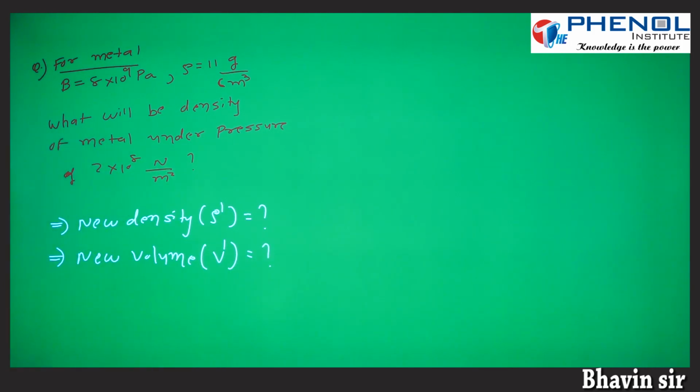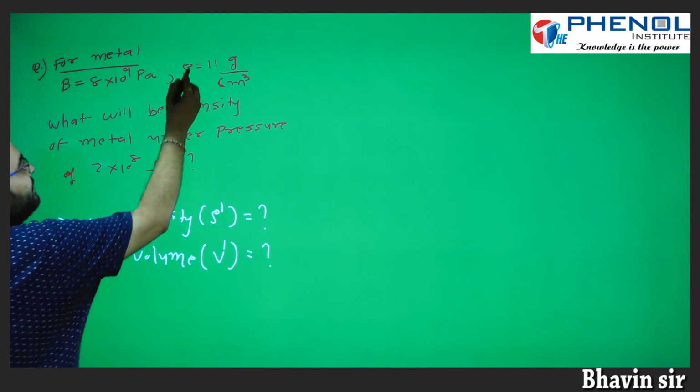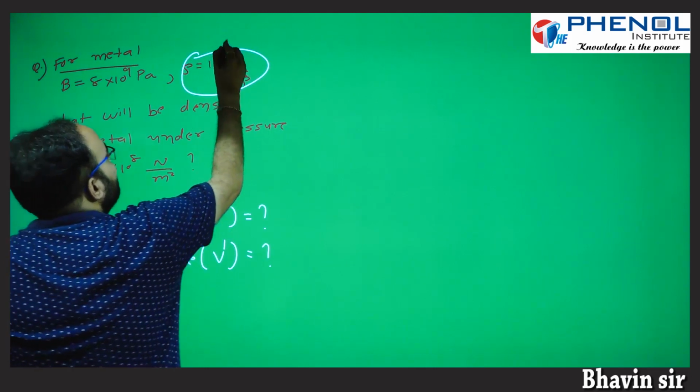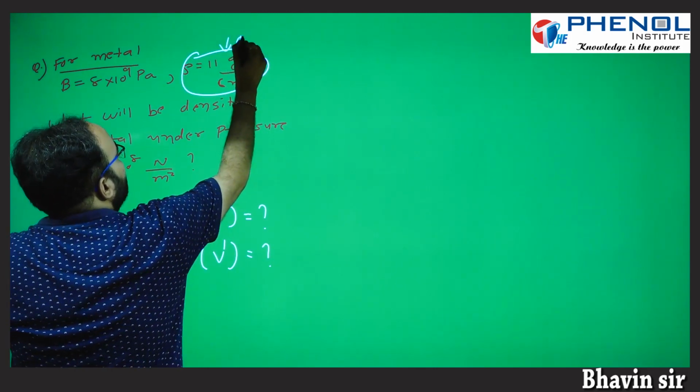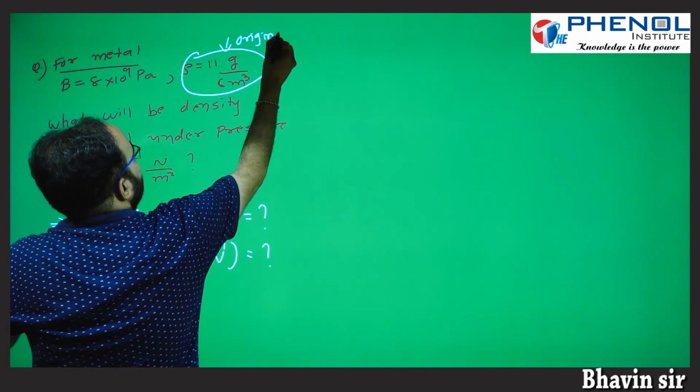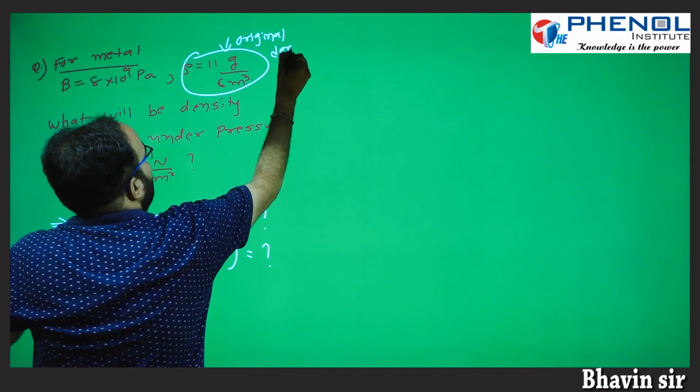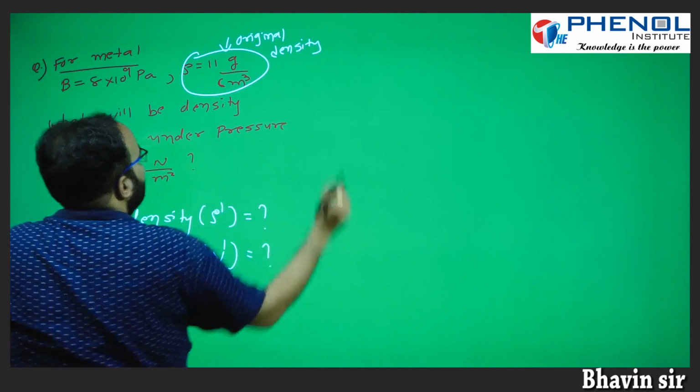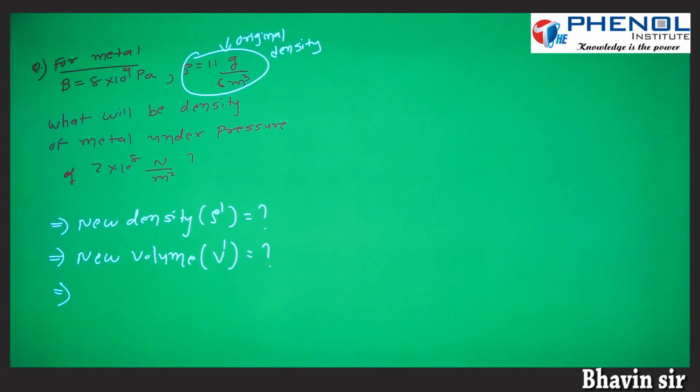So now, is the new volume increased or decreased? Suppose the original volume is V. What is the original density? This is its original density. What is the new density? Rho dash. What is the new volume? V dash. The original volume is V.